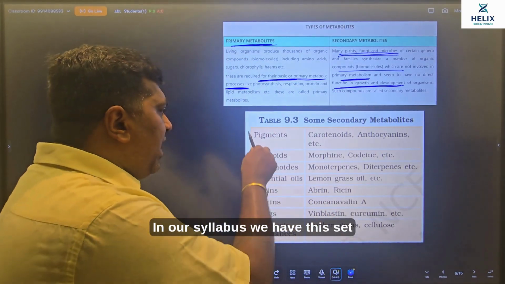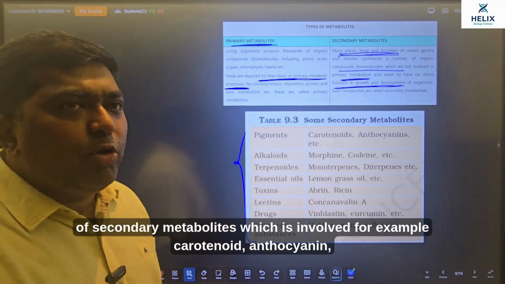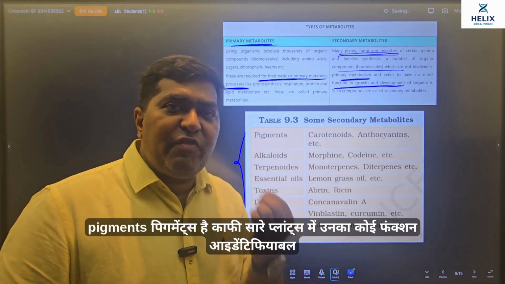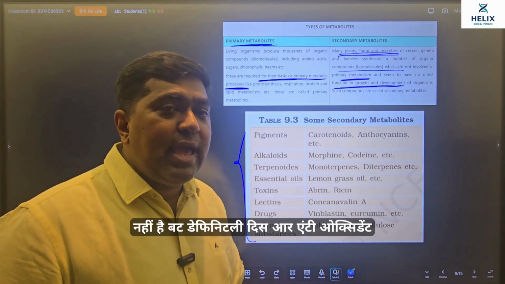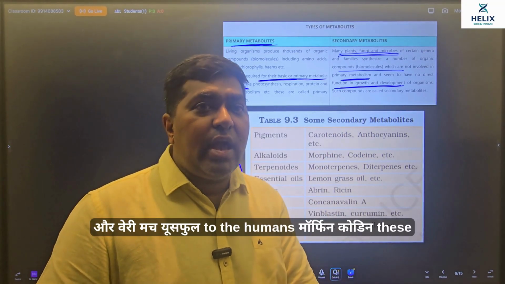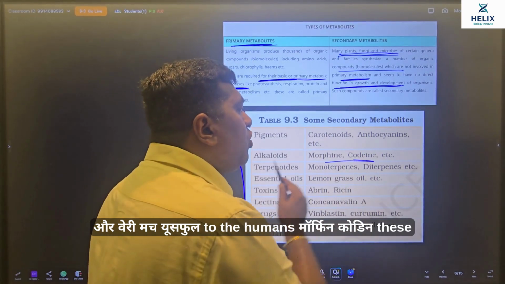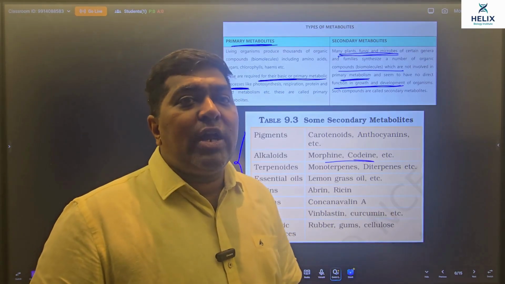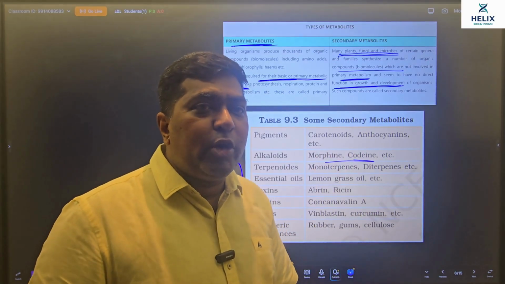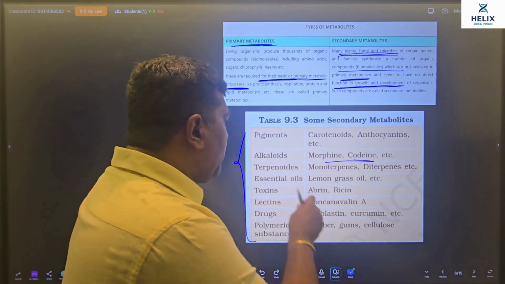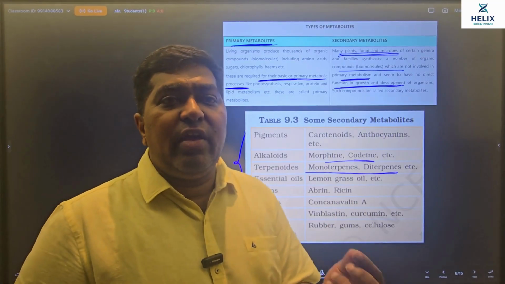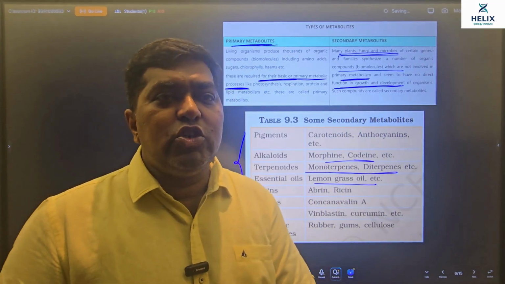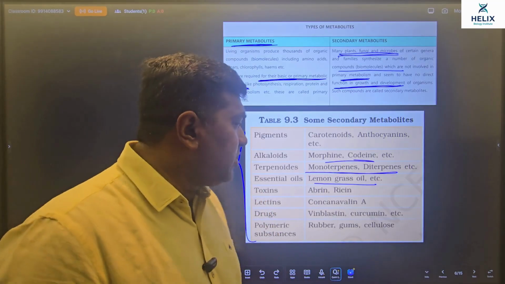In our syllabus, we have this set of secondary metabolites, for example carotenoid and anthocyanin. These are pigments; in many plants their function is not identifiable, but definitely these are antioxidants and very useful to humans. Morphine and codeine are basically alkaloids produced from the opium poppy plant. They do not have a role in the plant, but yes, morphine is a very potent painkiller, and codeine you will find in cough syrup. Monoterpenes and diterpenes are very effectively used in the pharmaceutical and food industry. Essential oils such as lemongrass oil are used as a muscle relaxant in massage.